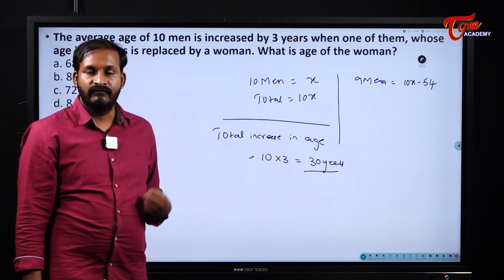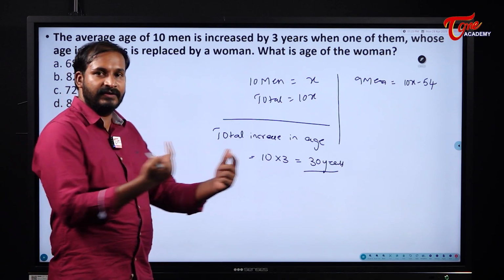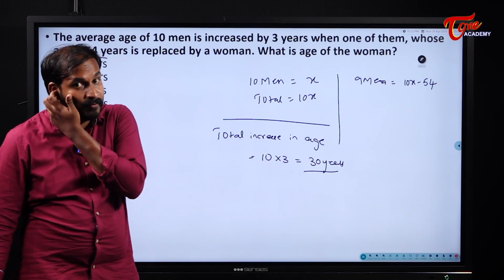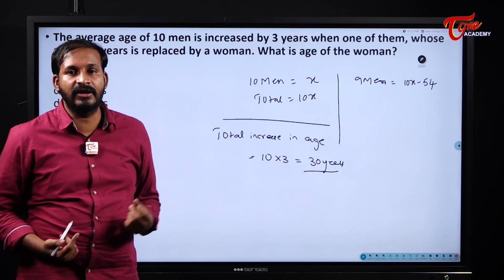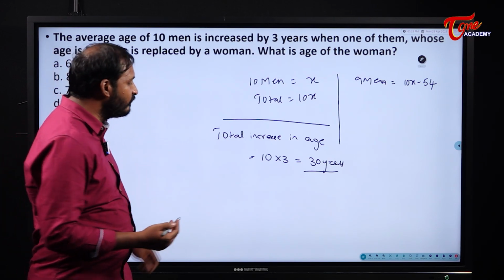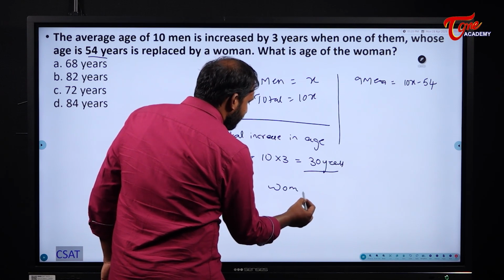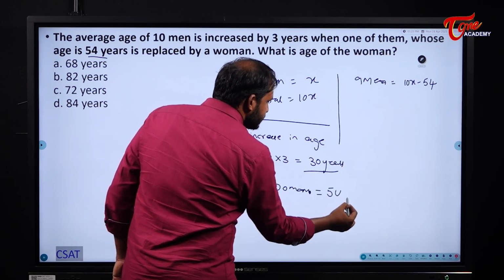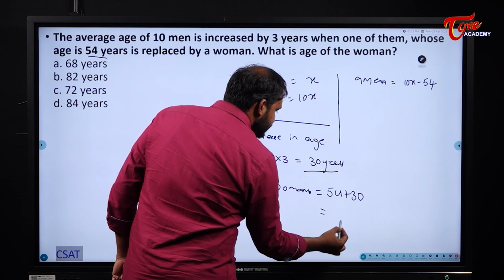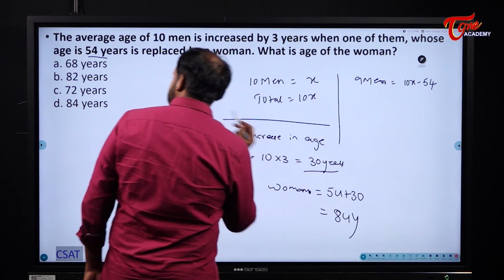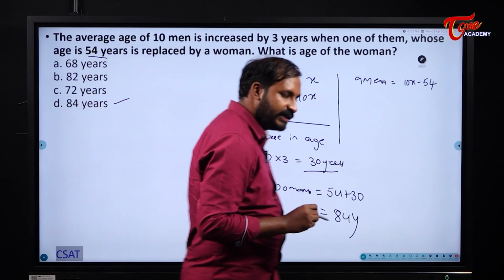That woman brought it, when the man of 54 was replaced with the new woman. That means the age difference between the woman and the man who left the group is 30 years. So now tell me, what will be the woman's age? 54 plus 30. So the woman's age will become 84 years.